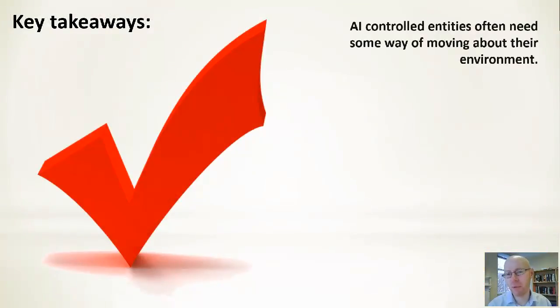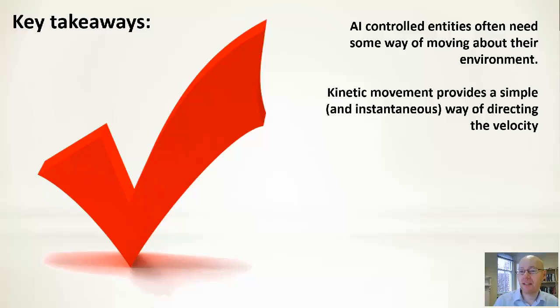Key takeaways, a couple of them. AI-controlled entities often need some way of moving about their environment. It depends on what type of AI you're talking about, but for a lot of them, we do want them to move around their environment. And for kinematic algorithms, which output a velocity, they give us the sort of basic way in which we can move around. But we want to build upon this in the later lectures to look at accelerative forces and then more fancy forms of steering within our environment.